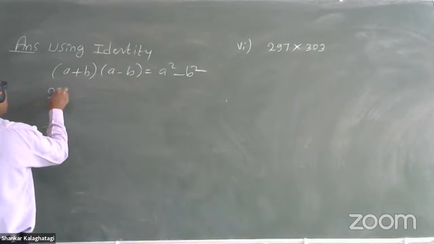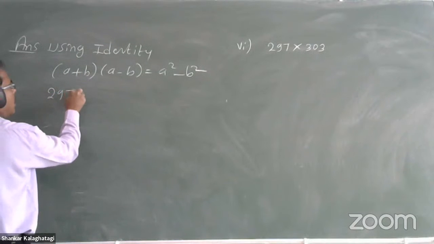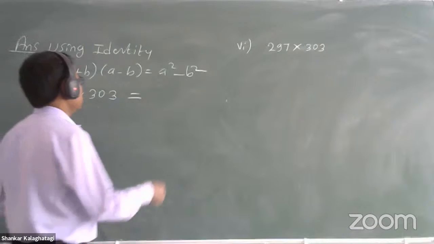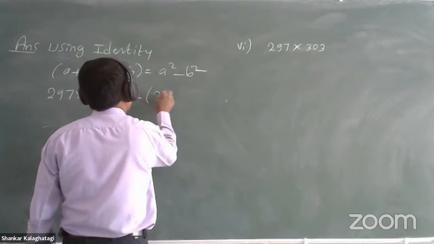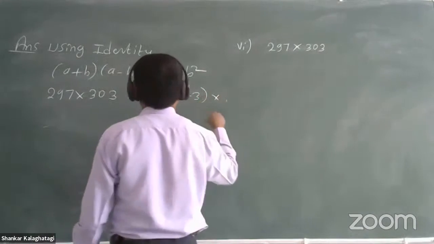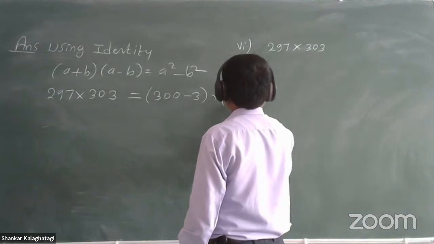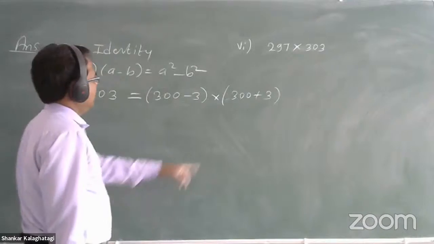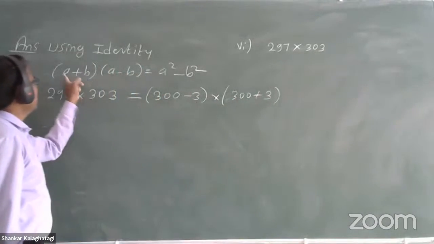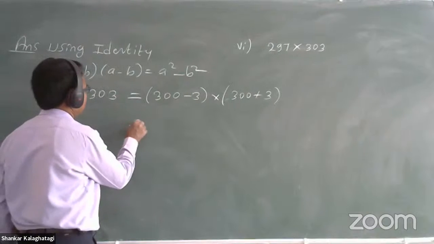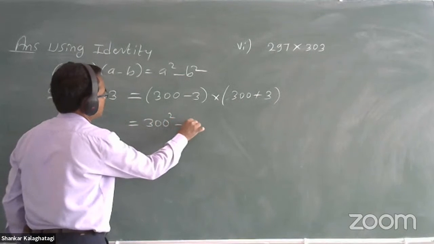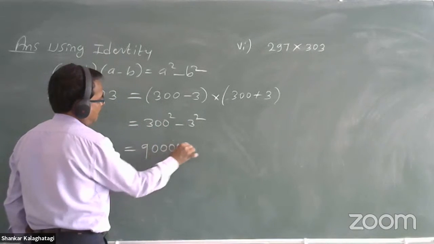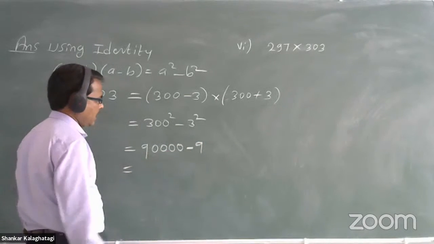So your given numbers are 297 into 303. We can change these into 297 is 300 minus 3, 303 is 300 plus 3. So A plus B, A minus B form. 300 square minus 3 square. 300 square is 3 3s are 9, 2 zeros are there, 4 zeros should come, 90,000 minus 9.